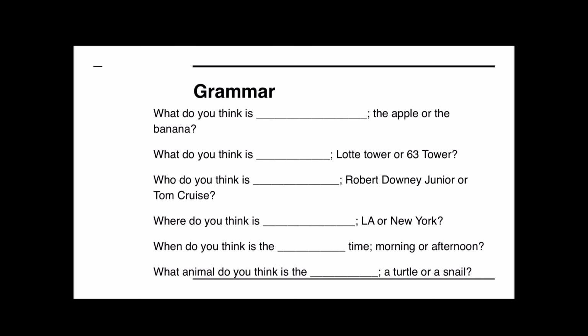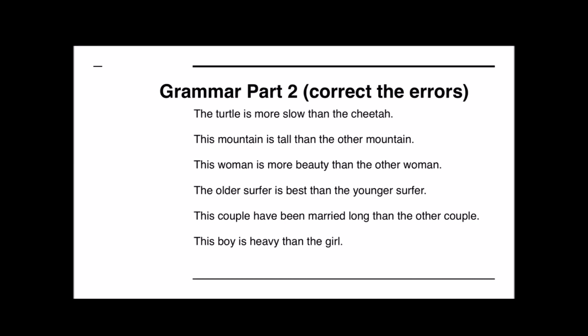So look at those questions and try to answer them yourself. Some more grammar activities. This time you need to correct the errors in this. So let's look at the first one. The turtle is more slow than the cheetah.